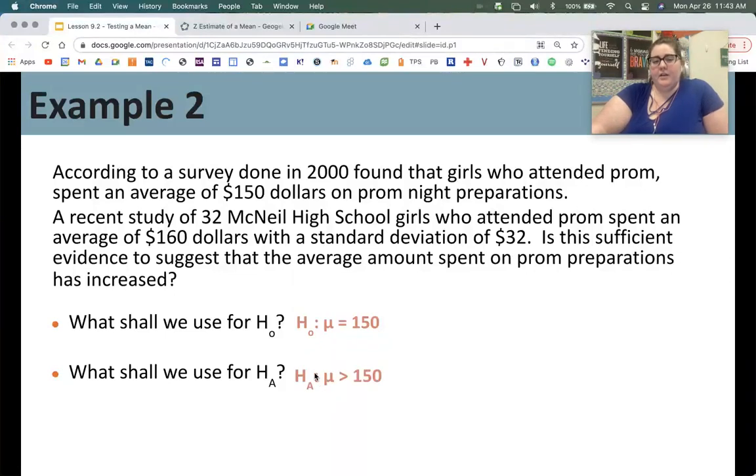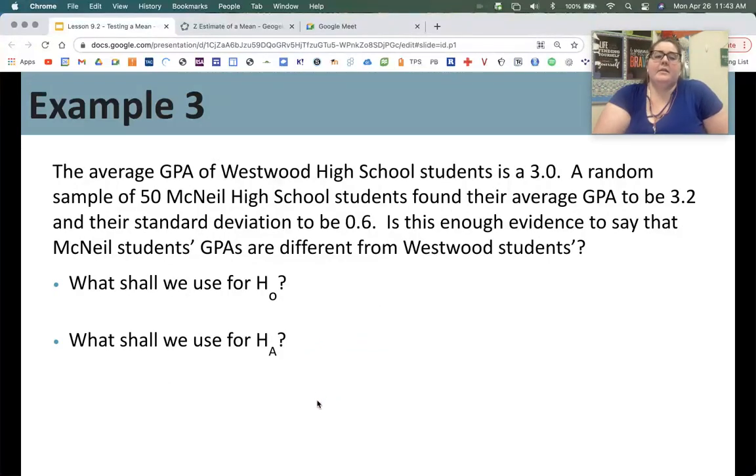And then last but not least, the average GPA of Westwood High School students is 3.0. A random sample of 50 McNeil students found their average GPA to be 3.2 and their standard deviation to be 0.6. Is this evidence to say that McNeil students' GPAs are different from Westwood students? So in this case, again, null is always equal. So null would be whatever was that initial assumption, whatever we started off thinking. So that hypothesized value. So our null would be that mu equals 3.0.